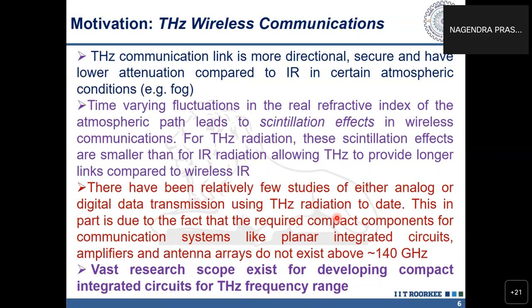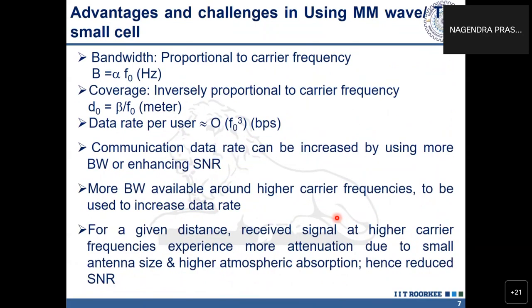So as I mentioned in the beginning, there is a vast research scope for developing compact ICs for the terahertz frequency range. So what happens if you choose it? Cell size will be very, very small, obviously, in cellular communication. Bandwidth is proportional to carrier frequency, we know, but the coverage is inversely proportional to carrier frequency, while the data rate per user is of the order of frequency to the power 3 bits per second. So communication data rate can be increased by using more bandwidth or enhancing signal to noise ratio.